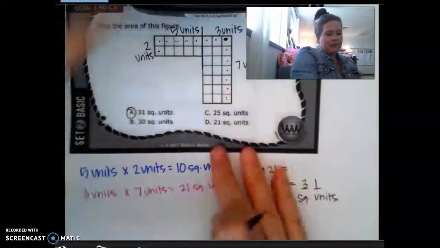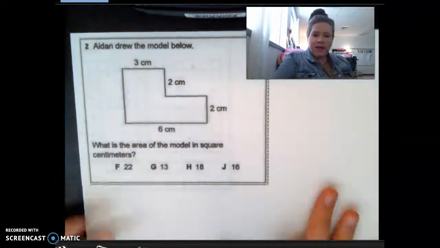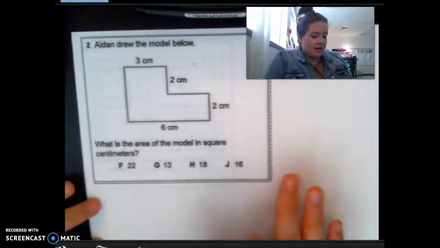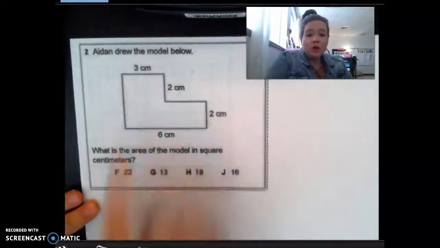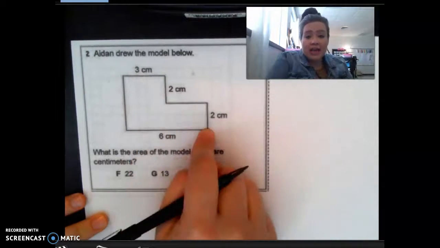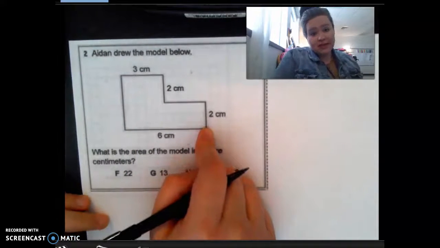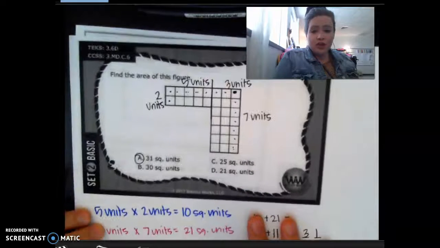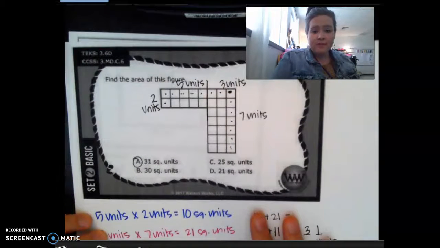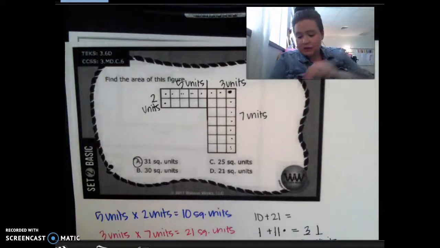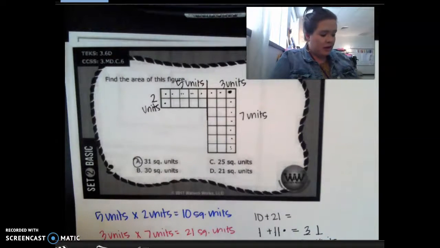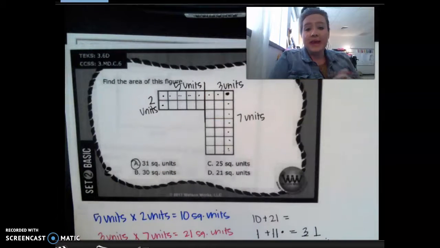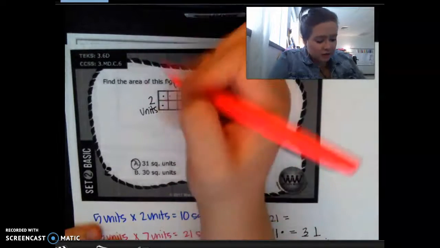Okay. Now let's look at this one. This one, we don't have the units drawn in. So we have to use multiplication to solve this one. Also, let me go back to this one really quickly. If you just wanted to count these, that would also be acceptable, okay? But again, I'm going to say this again. I really want us to know how to multiply because we don't always have this, all right? So let's just count these.